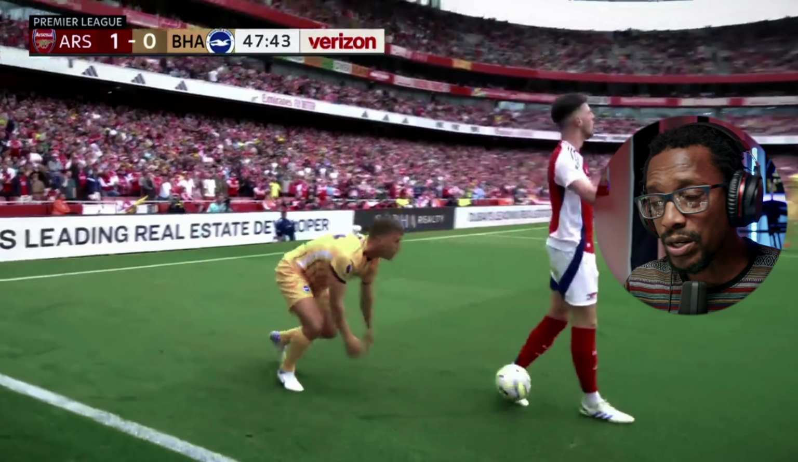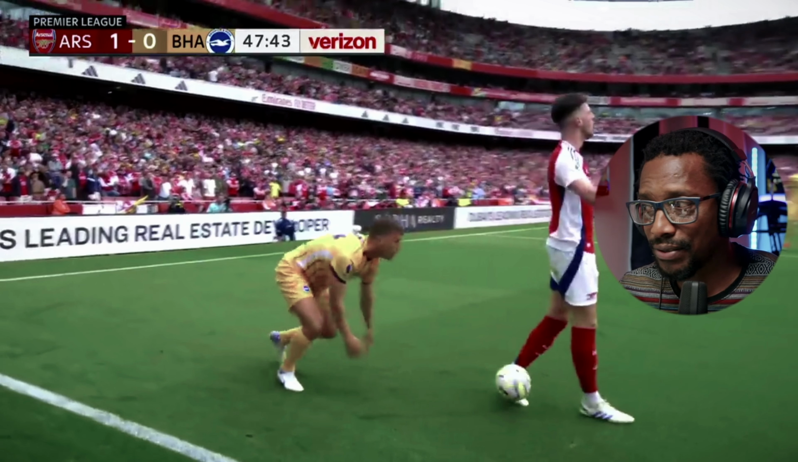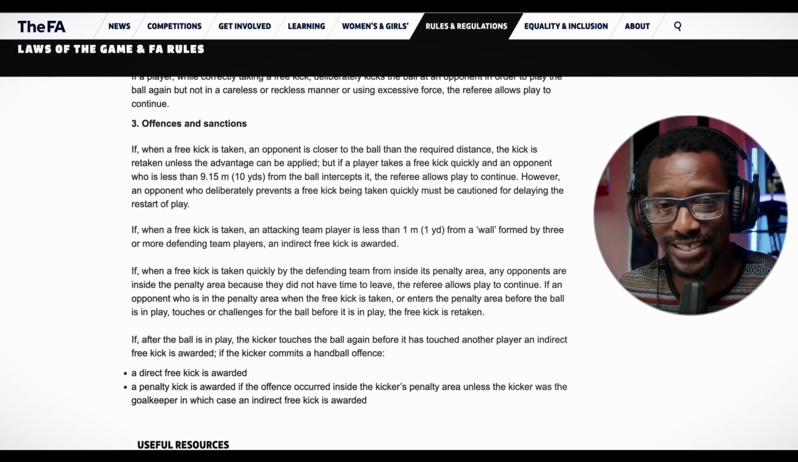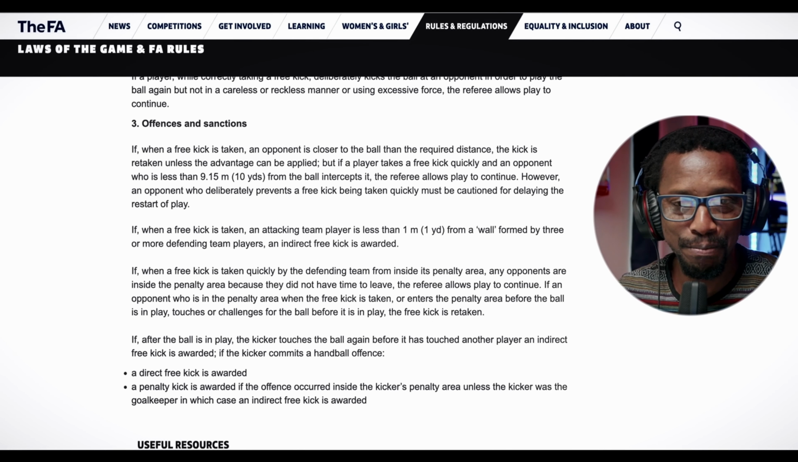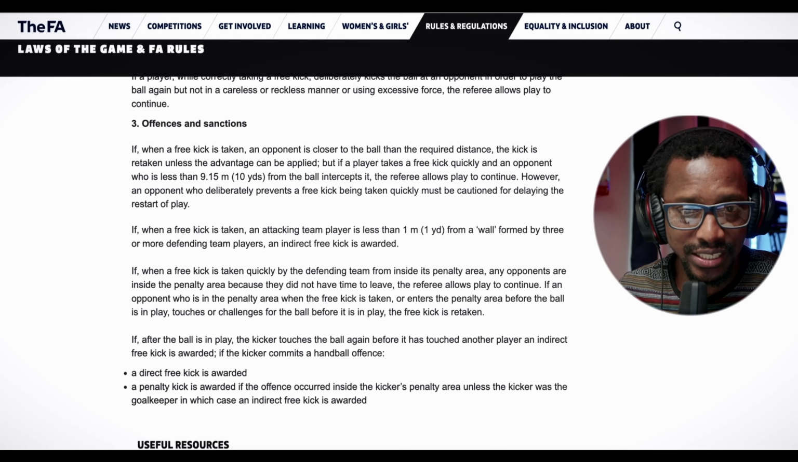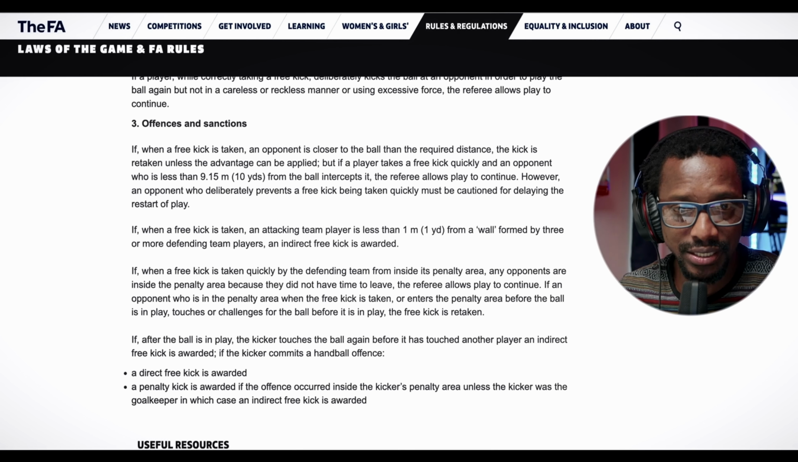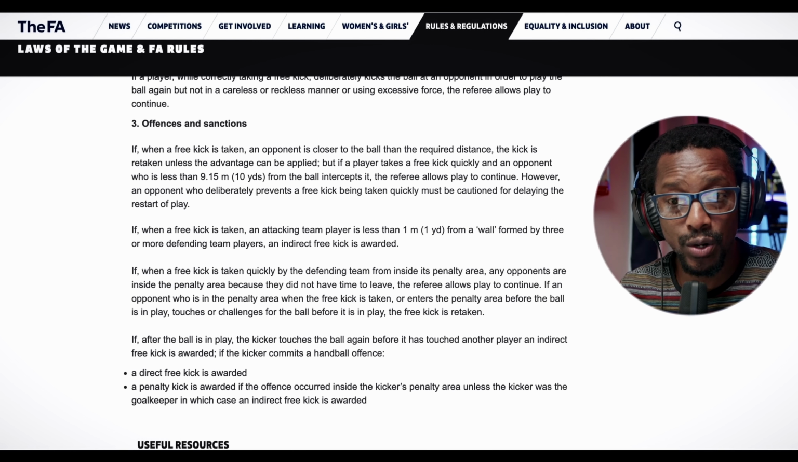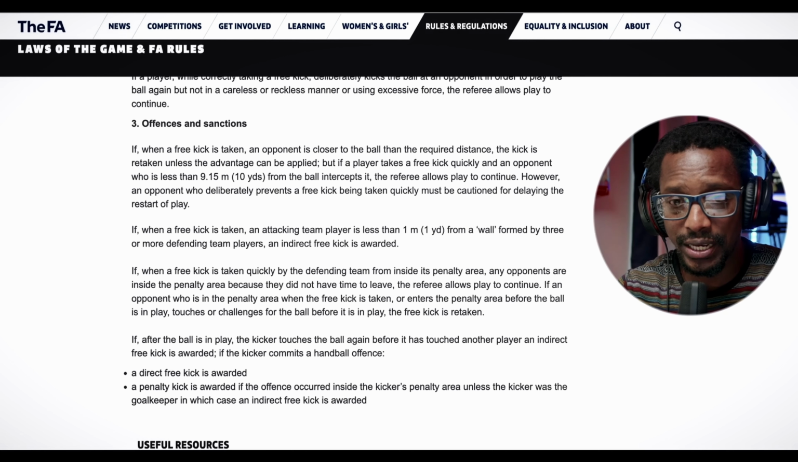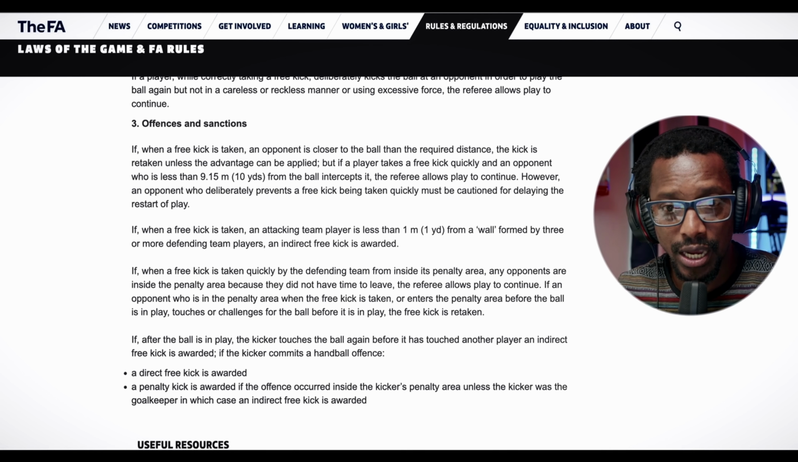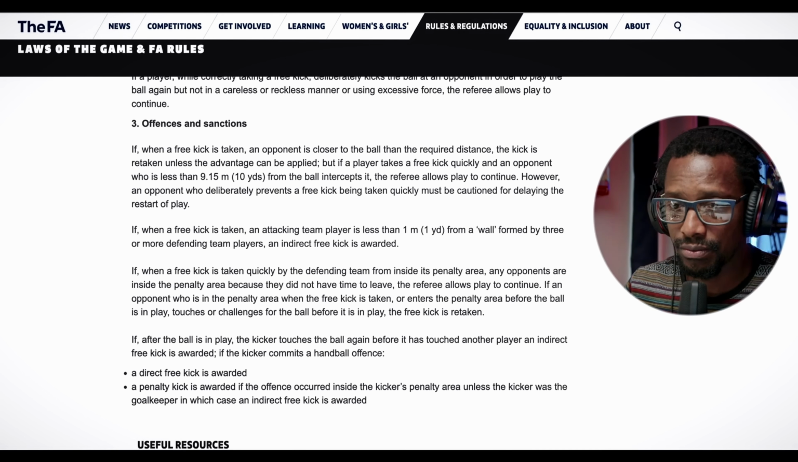So if we look at the rule again, what does that rule say? This rule here in the penalties says simply, and this is what I don't understand: when a free kick is taken, an opponent is closer to the ball than the required distance, the kick is retaken unless the advantage can be applied. But if a player takes a free kick quickly, so if we assume that the ball was dead and Veltman kicked it with his right leg quickly, and an opponent who is less than 10 yards away, Declan is definitely less than 10 yards away from him, intercepts the ball, the referee must allow play to continue. That's what the rule says.